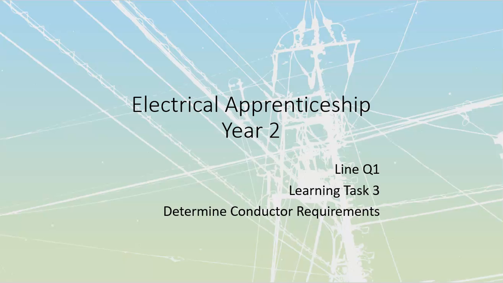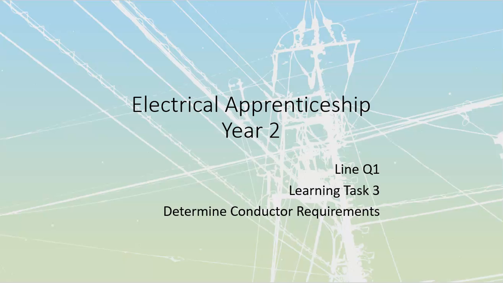All right, line Q1, learning task number 3. We're going to be working on determining some of our conductor requirements. We've talked about determining our cables in the previous one. We identified the materials that we use, why we use materials in the first learning task. We identified the types of cables that we have, why we use them, the different voltage ratings, the type of plastic we use, and things like that.